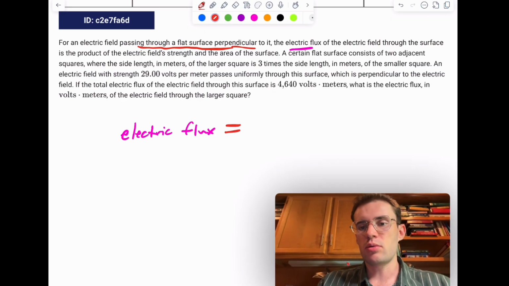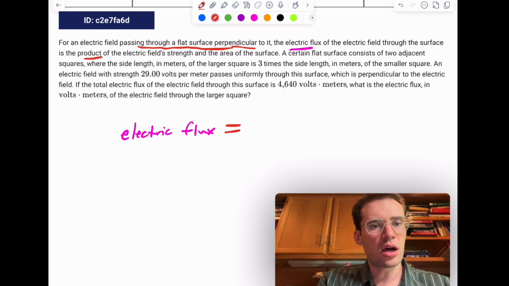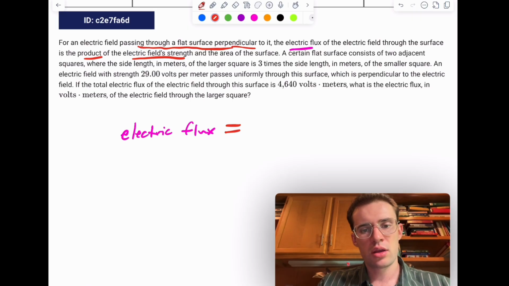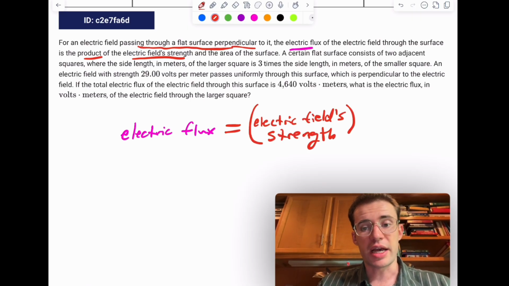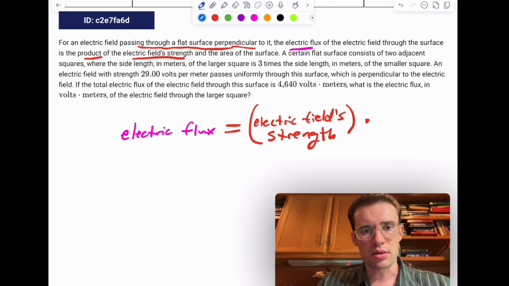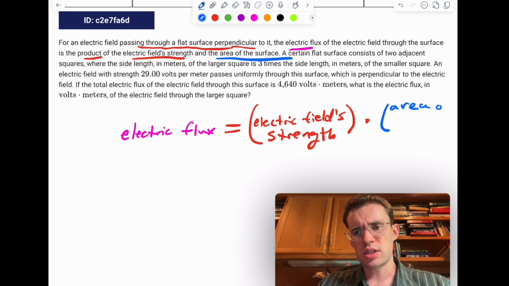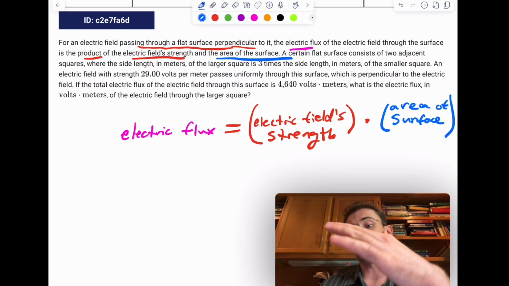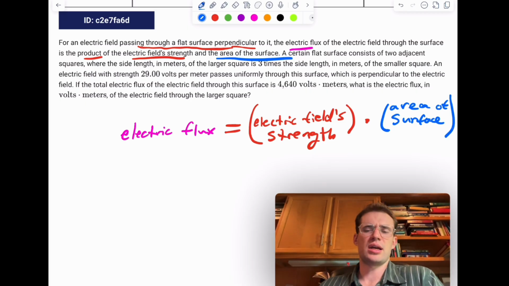Electric flux will be equal to the product of the electric field's strength. So electric field strength, product means you're multiplying, so times, I don't know if it's dot product or cross product, but times the area of the surface. So times the area of the surface. Interesting, they didn't say surface area, but I guess because it's a flat object, you're not doing the top and bottom of this flat thing. I guess that makes sense.